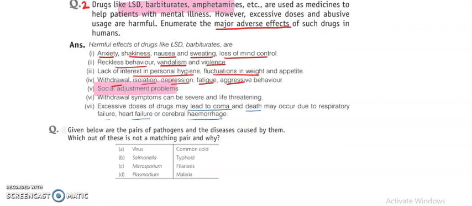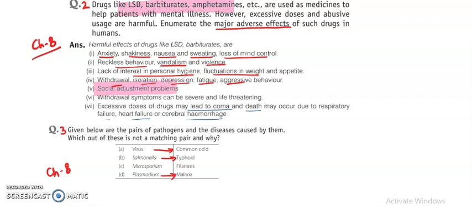Let's move on. This is question number 3. Given below are the pairs of pathogens and the diseases caused by them. Which one of these is not a matching pair and why? So this question has been taken from chapter 8. This question 2 was also from chapter 8, right? So virus causes common cold, it is absolutely correct. Salmonella typhi causes typhoid, this is also correct.